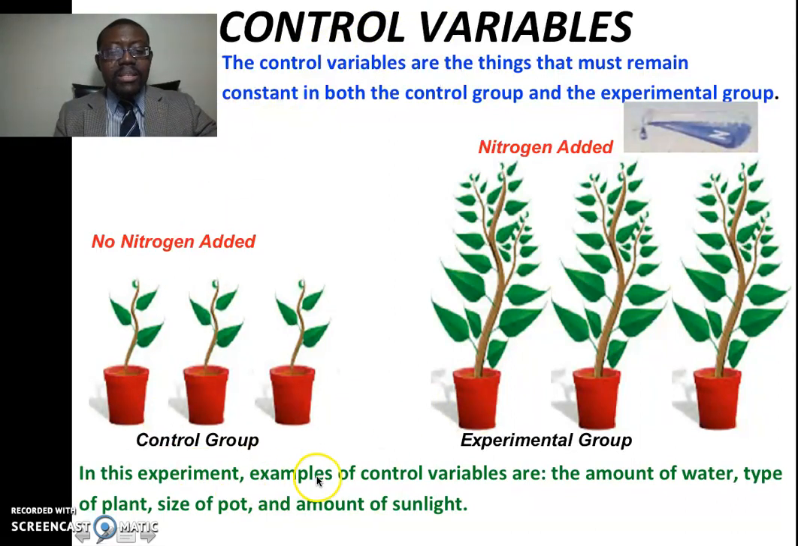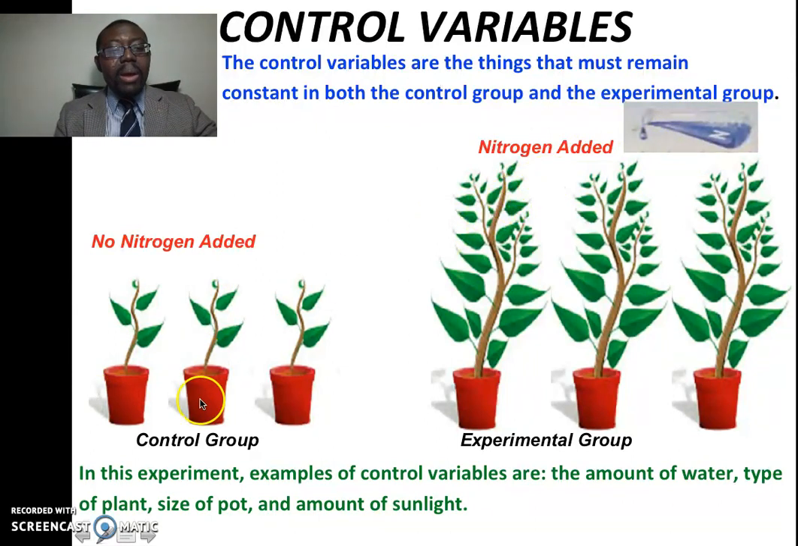In this experiment, examples of control variables are the amount of water we add to the plant, the type of plant, the same kind of plant, and the size of the pot. The size of the pot in the control group and the experimental group are identical. The amount of sunlight we give to both groups is also the same. So the only difference between the control group and the experimental group is the amount of nitrogen. The control group doesn't receive the nitrogen, but the experimental group does, because we want to find out the effect of adding nitrogen to the plant.